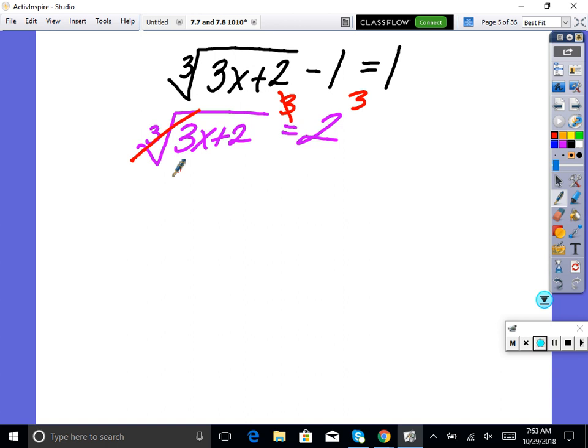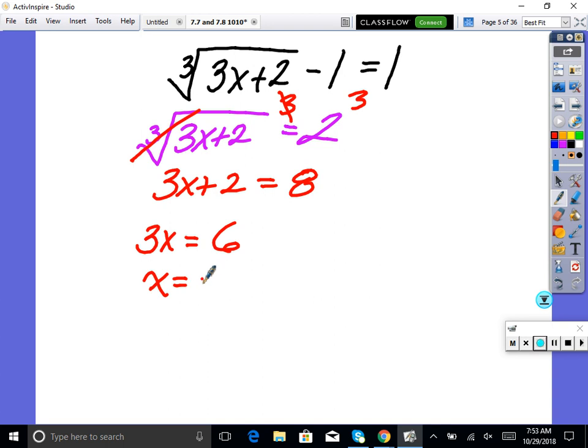The root cancels out with power. 3x plus 2 equals 8. So now just solve for x. It's just linear. So this one's an easy one. We have 3x is equal to 6 because I subtracted 2. So then x equals 2.